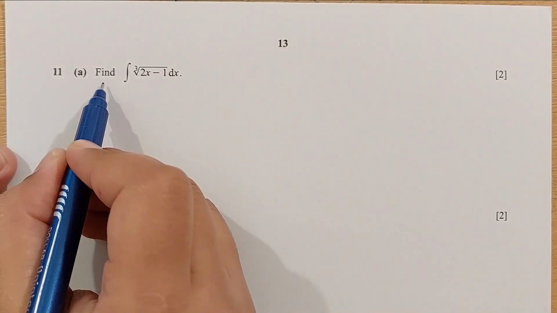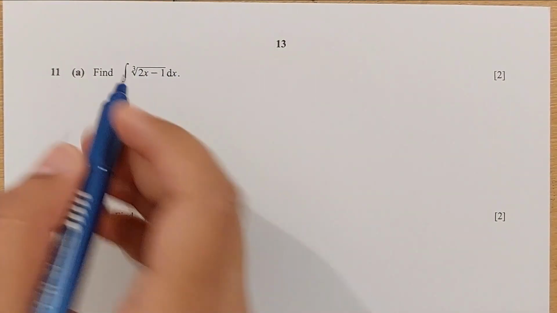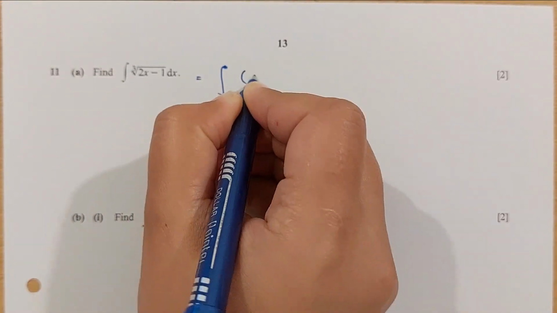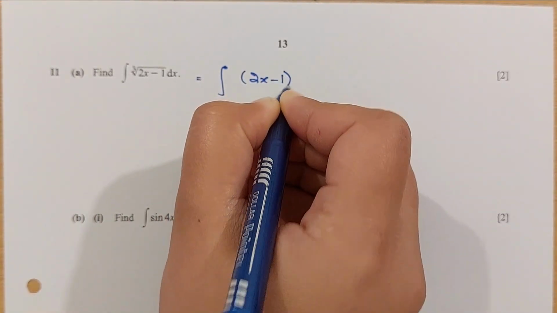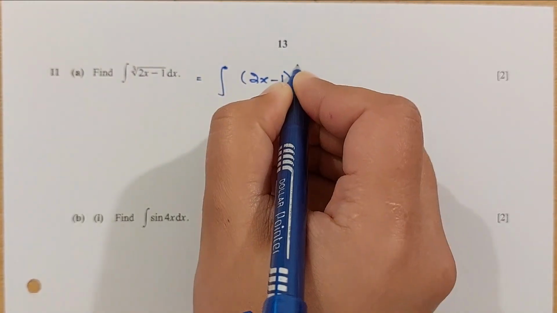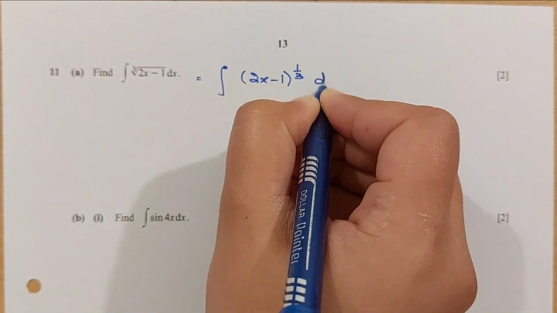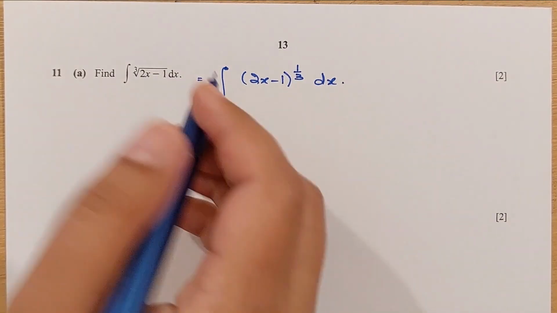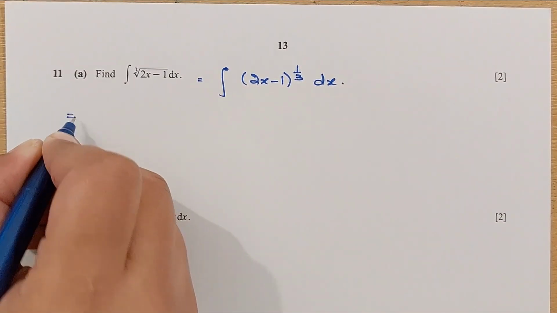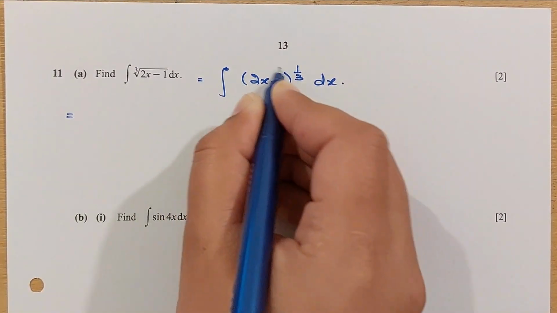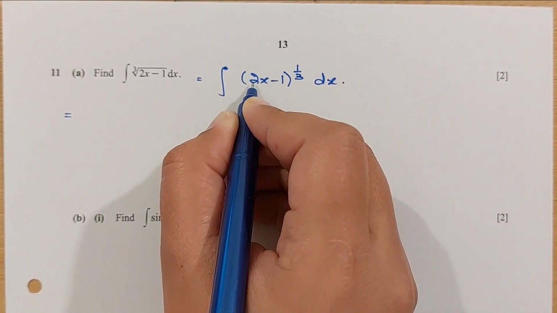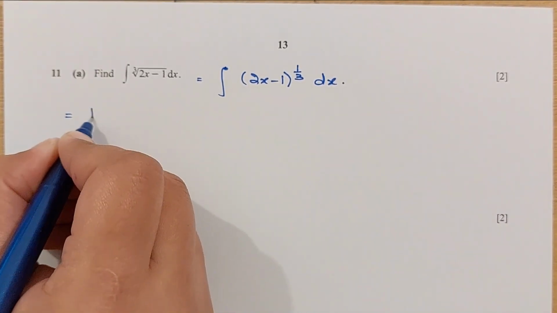Question number 11, part A, we have to find the integration of this function. So let me rewrite this as (2x minus 1) to the power 1 by 3, the cube root, with respect to dx, right? Now here we apply the power rule. So before applying the power rule, we have to complete its derivative. The derivative of 2x minus 1 is 2. So we have to multiply and divide by 2.